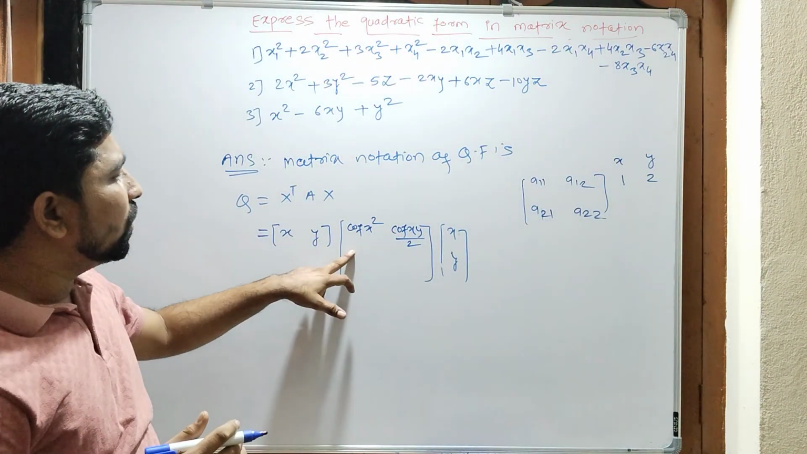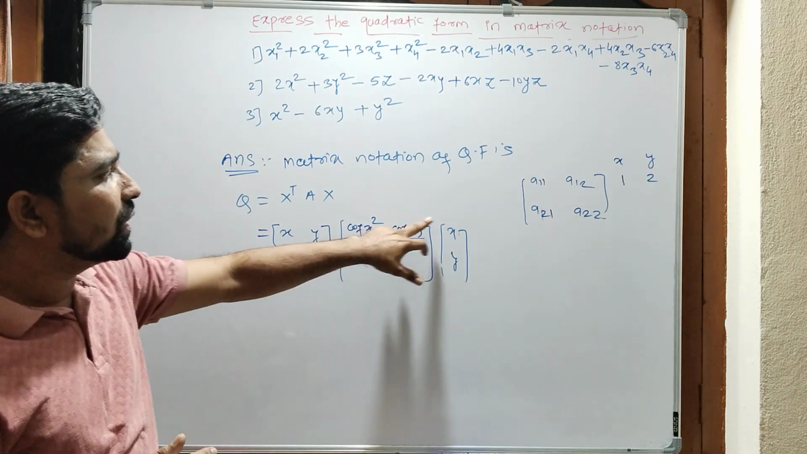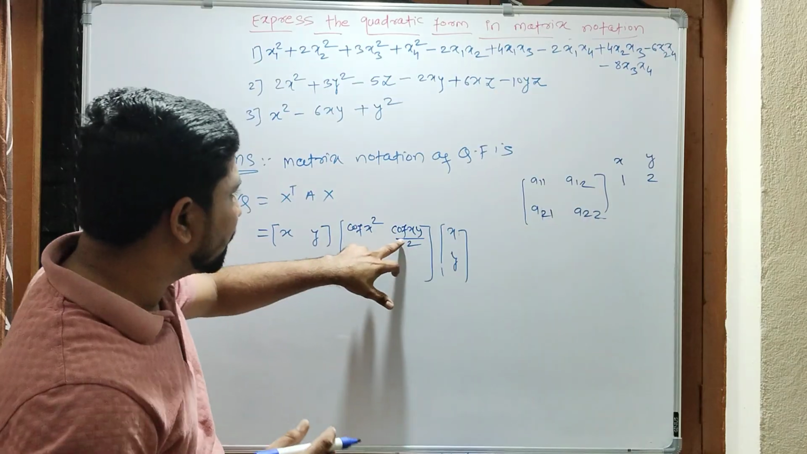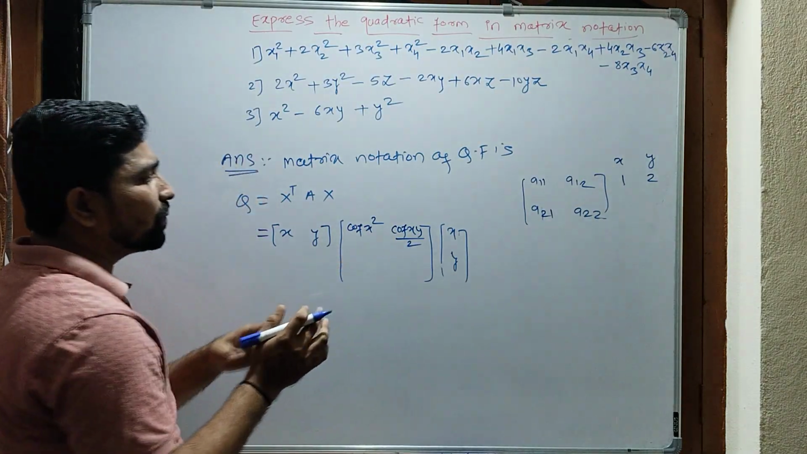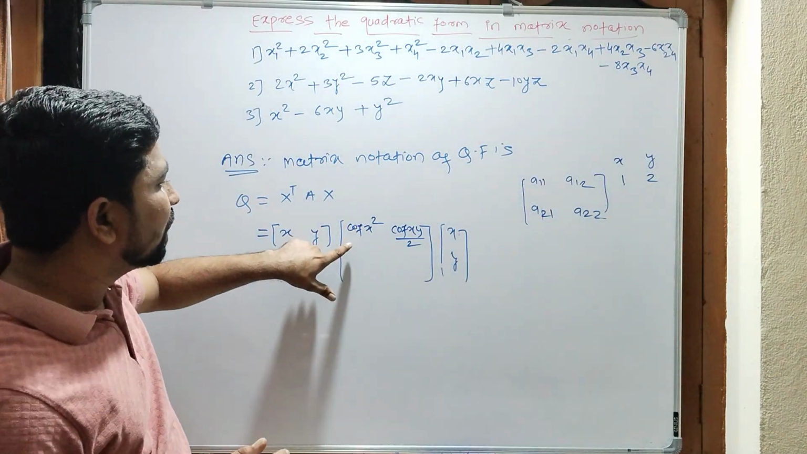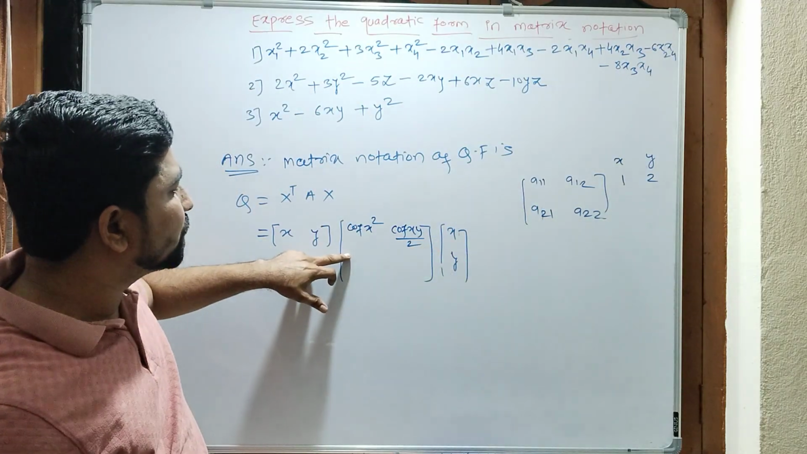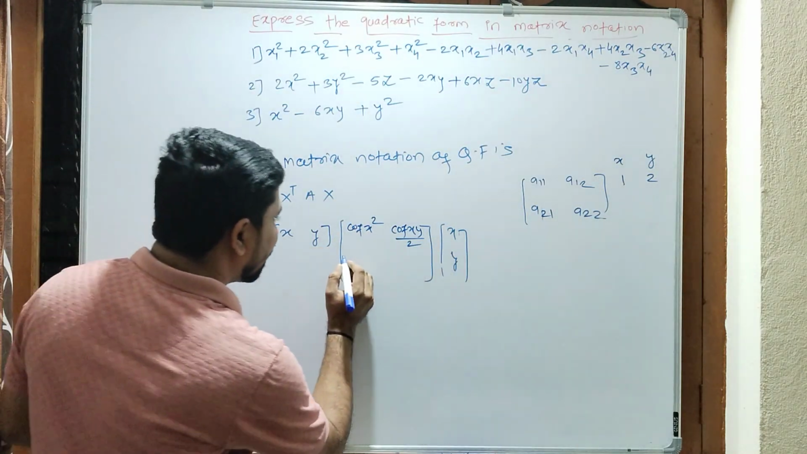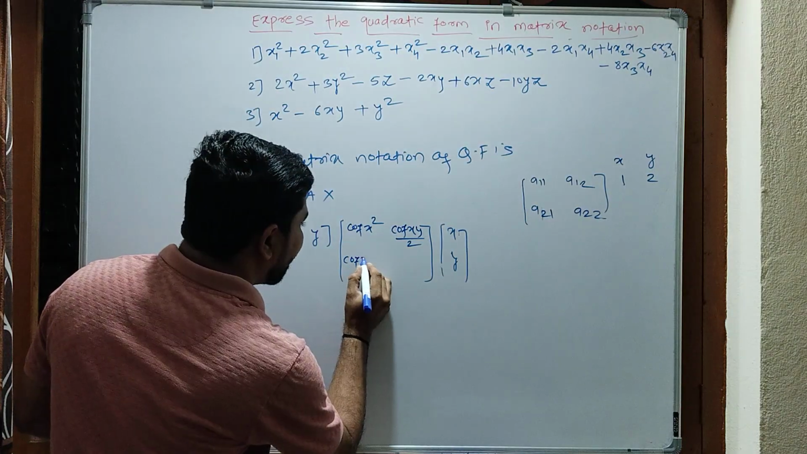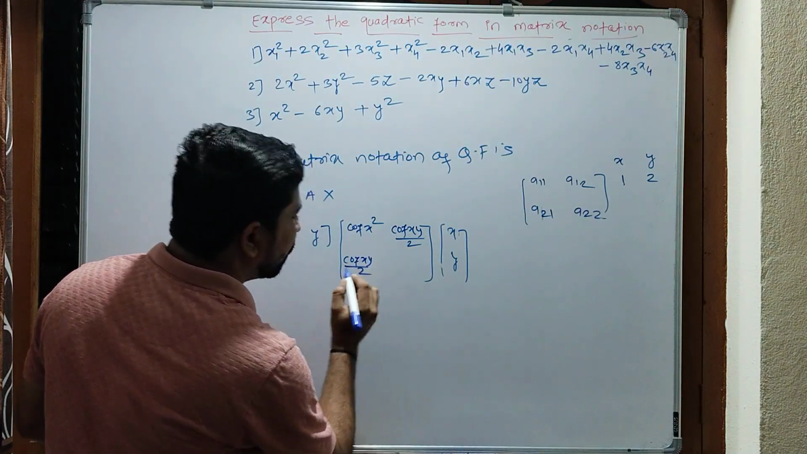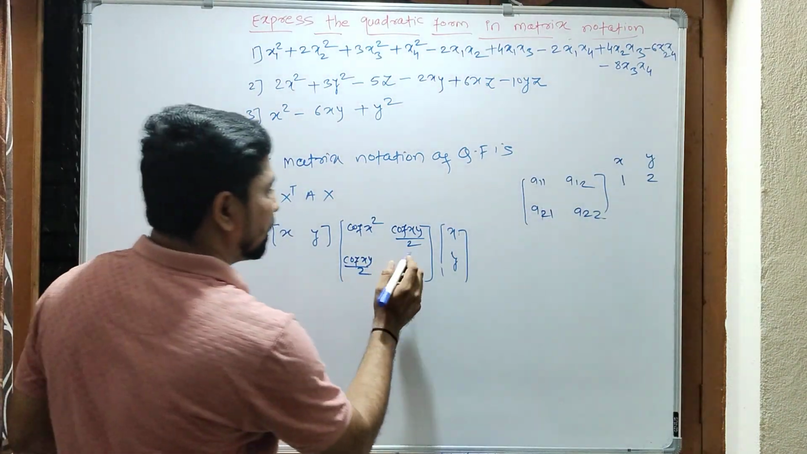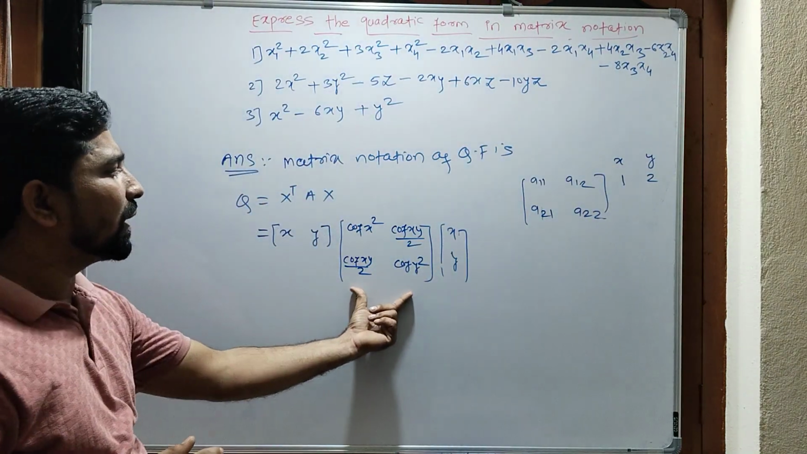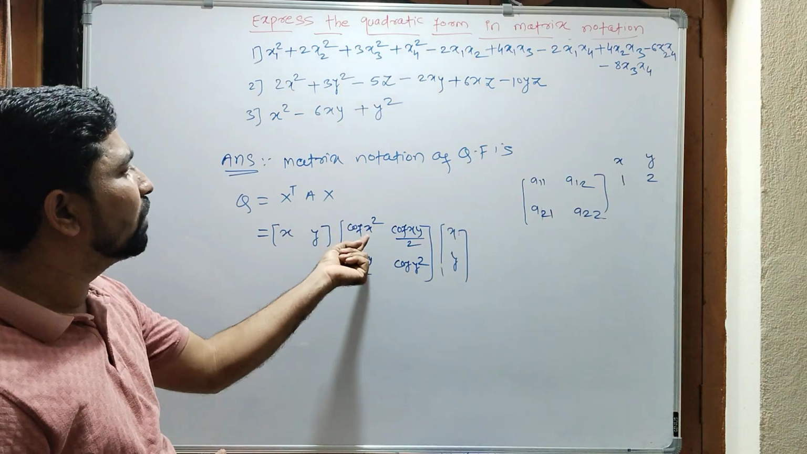Now this is the a12 position. In the quadratic form a12 is the same as a21, so write the same as it is. Now in the second row we can observe that 2 is the same, so it is the coefficient of yx, but the coefficient of xy is the same as yx. So I am writing the coefficient of xy divided by 2, and this is the coefficient of y square. This is the matrix notation in terms of the two variables x and y.